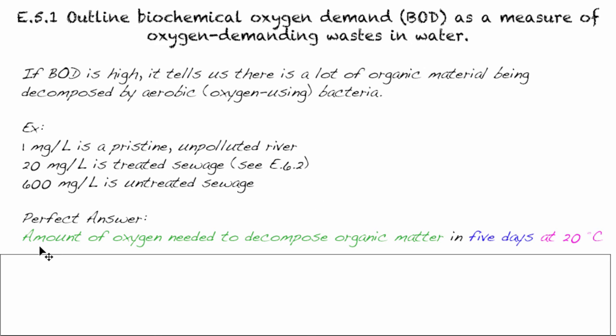So in terms of a perfect answer, you're looking at the amount of oxygen needed to decompose organic matter in 5 days at 20 degrees Celsius. Each color represents 3 marks.